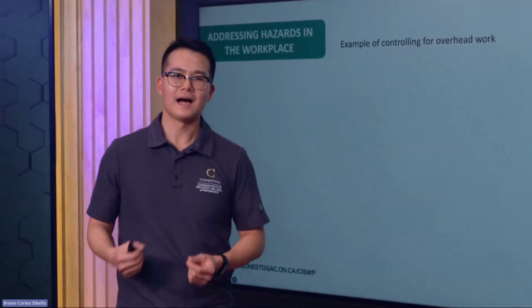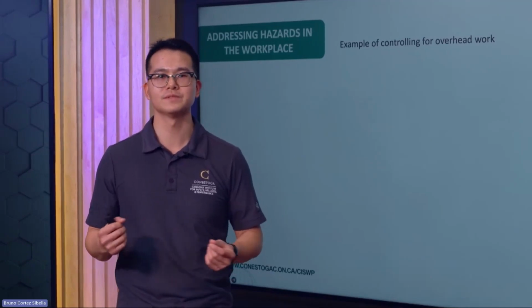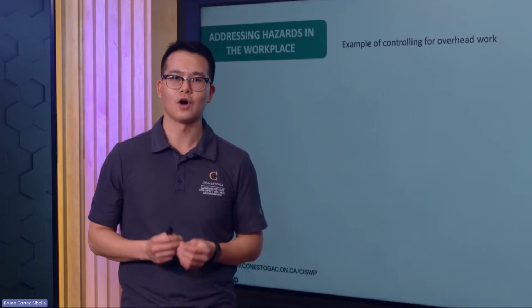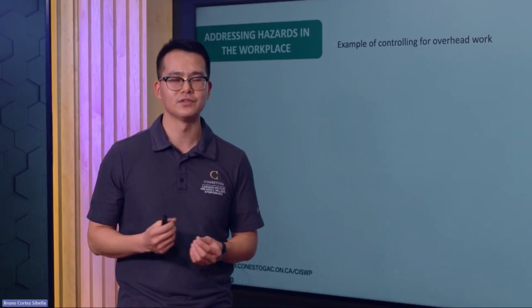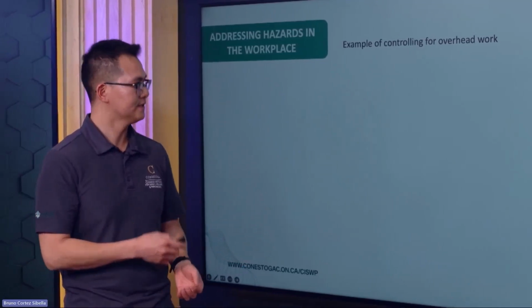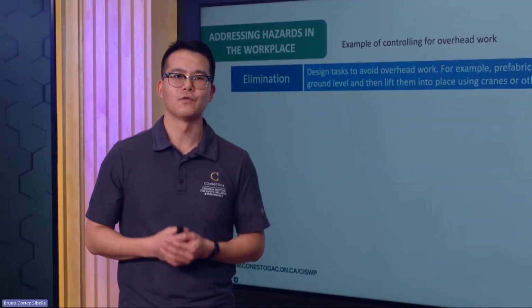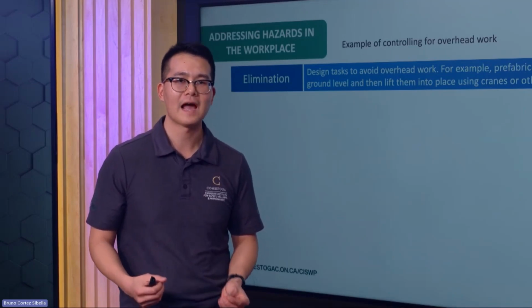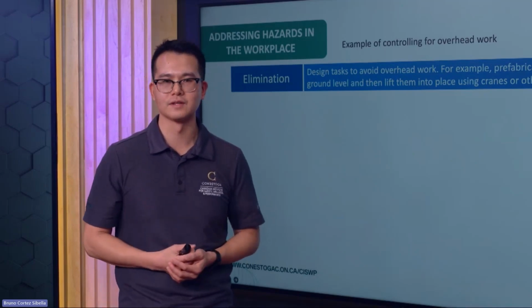For example, the hazard of overhead work. Workers who work with arms above 90 degrees for even 5% of the day are over 2 times more likely to develop shoulder injuries than those that don't. In terms of controls, for elimination, you can design work processes that avoid overhead work, like prefabricating components at the ground level and then lifting them into place using cranes or other lifting equipment.